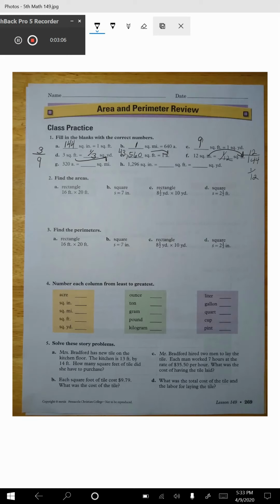320 acres is how many square miles? Well, 640 acres equals 1 square mile. We had that up on B. See it up on B? So it looks to me like 320 is half of that, isn't it? So that would be half of a square mile.